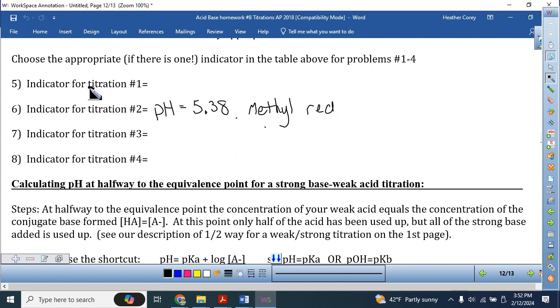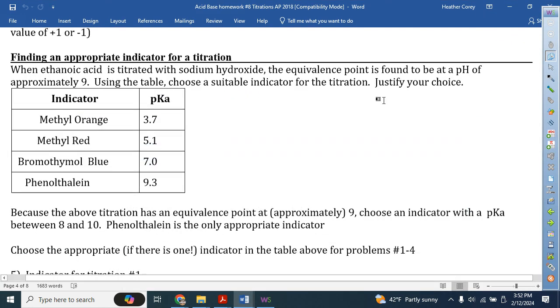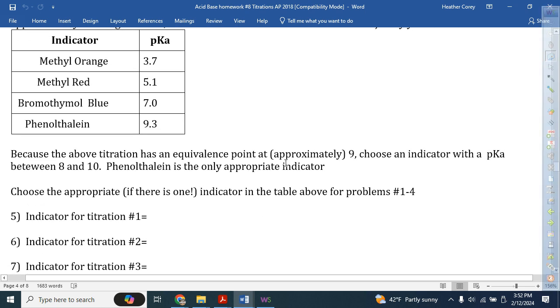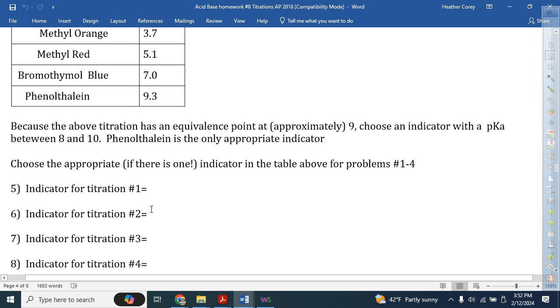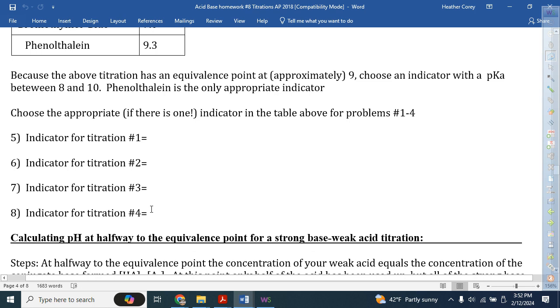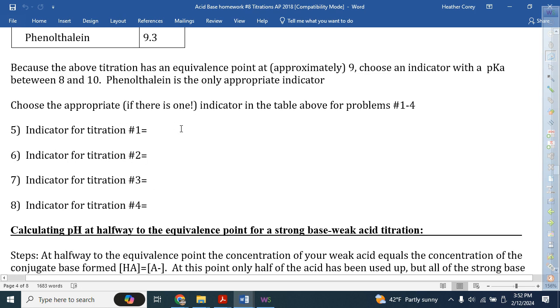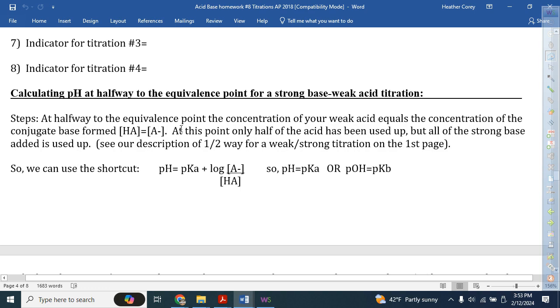Okay, we look at number 5. Our pH for this was 10.85. And technically, we don't have anything that is a good indicator because we don't have anything that is 9.85 or higher. Phenolphthalein would be the best out of the ones provided, but it's not an ideal type of indicator to use for reaction 1. Okay, so you could put none of the above for this one, for number 5. 7 and 8, you should be able to do those.